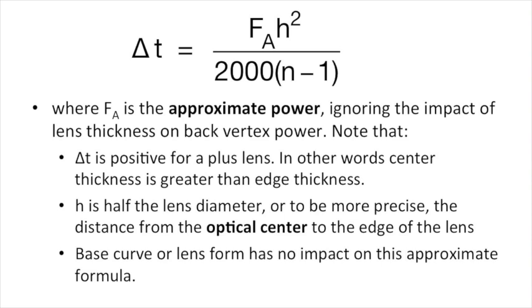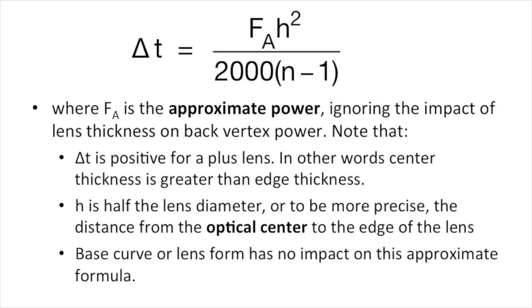As I've said before, the lens diameter is actually 2h. So h is the half chord length, or half the lens diameter, or to speak more precisely and more generally, it's the distance from the optical center of the lens to the edge of the lens in question. So when we move on to more sophisticated examples where we have a lens that is decentered within a frame, we're going to get more comfortable using h as the distance from the optical center to the edge of the lens. And finally, just to reiterate, base curve has no impact on this approximate formula.